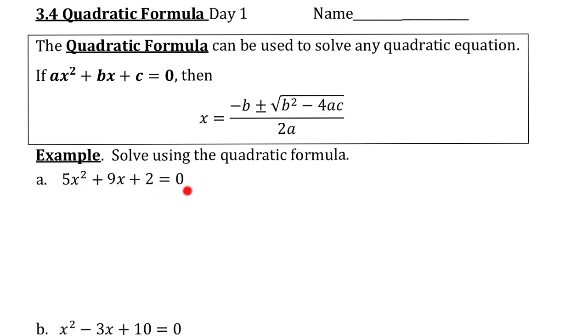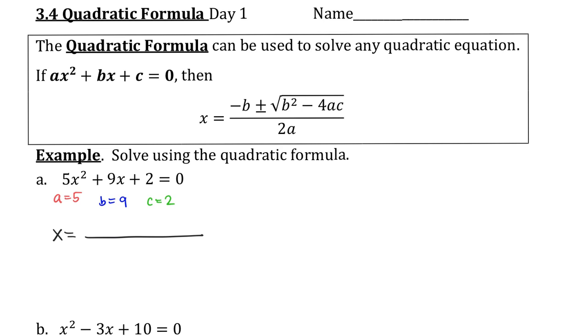This is in standard form. So I'm going to identify A, B, and C. You don't have to write it, but you do need to know which one's which. So in this case, A is 5, B is 9, and C is 2, because it's 5x squared plus 9x plus 2. Okay, let's look at the formula up here. We are solving for x, because that's the variable. So I'm going to say x equals.